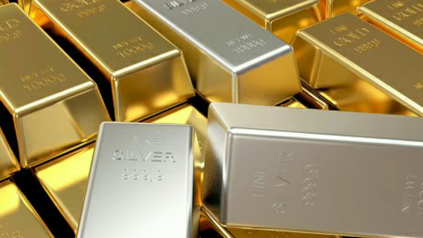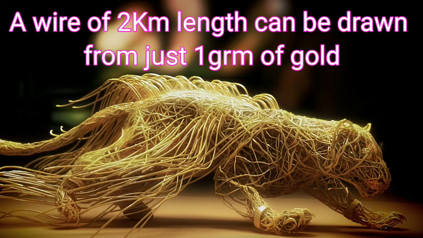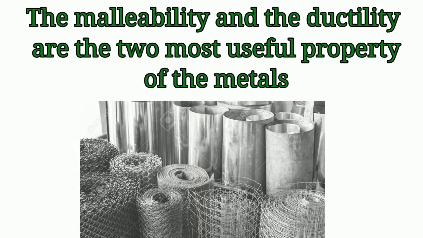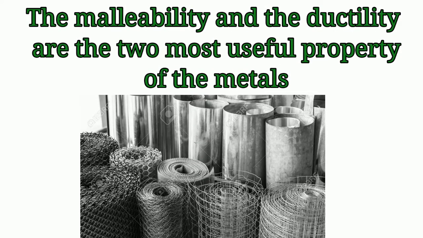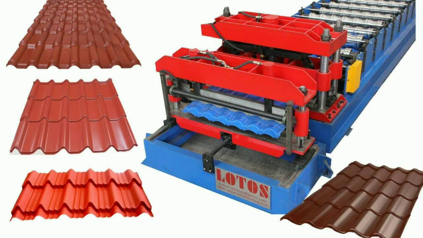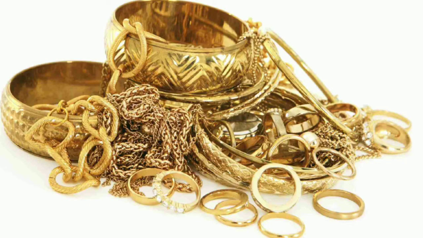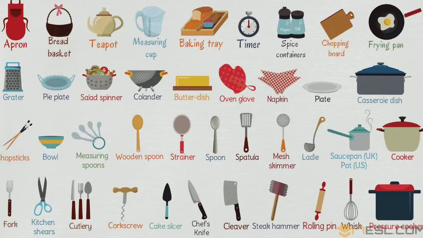You will be surprised to know that a wire of about 2 km length can be drawn from just 1 gram of gold. Malleability and ductility are the two most useful properties of metals because they can be given different shapes according to our needs, as jewelries, ornaments and vessels which we need in our daily life.